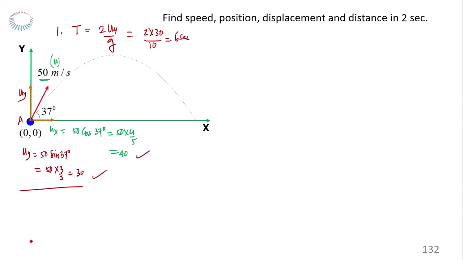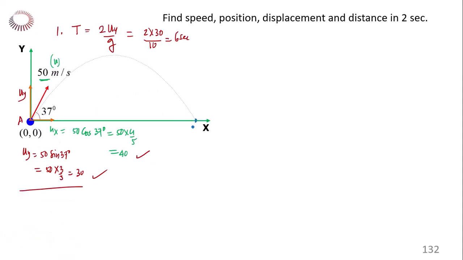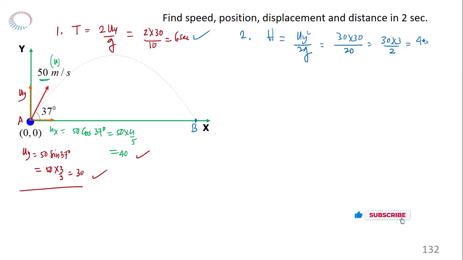So if I throw the particle from point A, the particle will be grounded at point B after 6 seconds. The second parameter that we want to calculate is the maximum height. H equals Uy squared by 2g. Uy is 30, so 30 into 30 by 20, that means 30 into 3 by 2, that means 45 meter. So the maximum height attained by the particle is 45 meter.